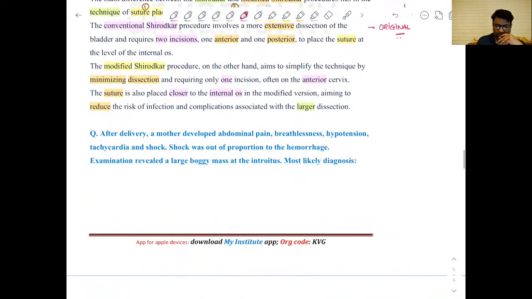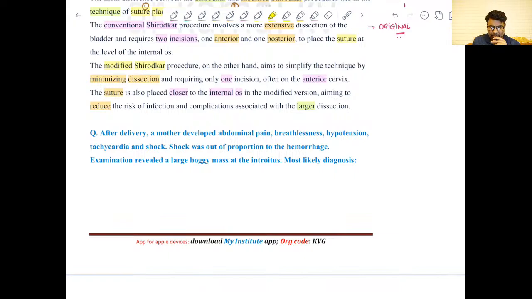The next question: after a delivery, the mother developed abdominal pain, right? There is breathlessness, hypotension, tachycardia, and shock. So the mother, after delivery, went into shock. Now, what is the clue here, or what is the catch here? That there is very little bleeding. So bleeding is less, but the lady has gone into shock.